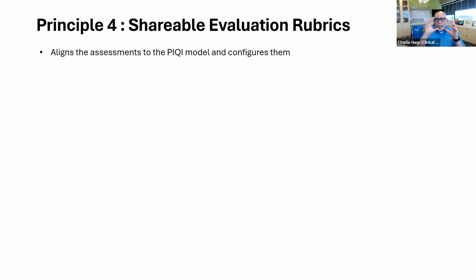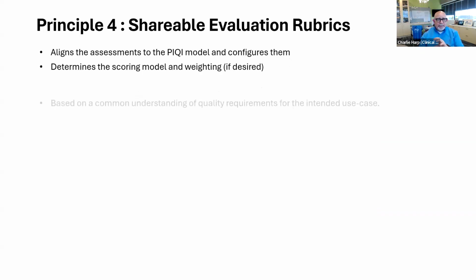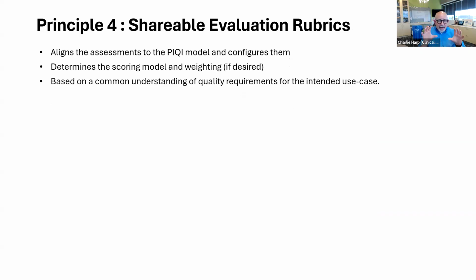And that brings us to what brings it all together, and that's the evaluation rubric. So an evaluation rubric aligns these simple assessments to the PIQI model that you're using and configures them. It determines how you're scoring them in the model, and it's based upon the common understanding of quality requirements for the intended use case. So for example, I could create an evaluation rubric that's simple. We're sharing medication data, and all I care about is you give me an RxNorm code. I could have a rubric that's as simple as that.